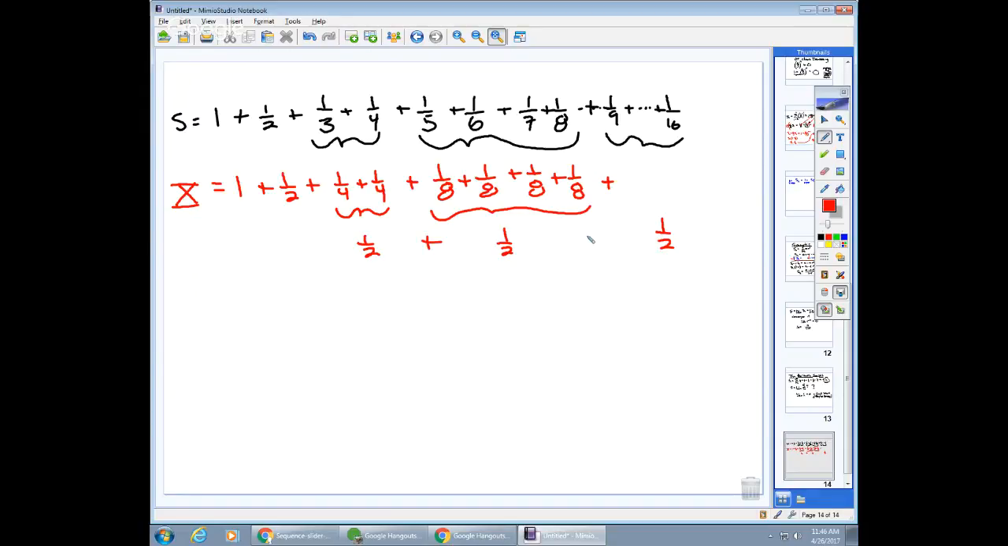So I'm just reorganizing the terms. What if this sum, is it bigger or smaller than the sum I'm trying to find? Which is bigger, S or X here?